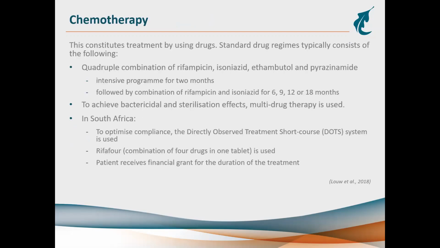When we look at chemotherapy, this constitutes the treatments of using drugs. Standard drug regimes typically consist of a quadruple combination of drugs where they give an intensive program for 2 months, followed by a combination of rifampicin and isoniazid for 6, 9, 12 or 18 months. So to achieve bactericidal and sterilization effects, multi-drug therapy is used.